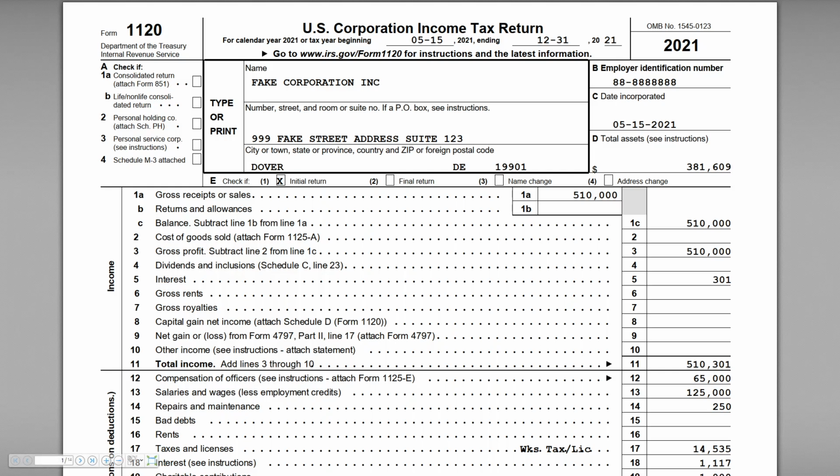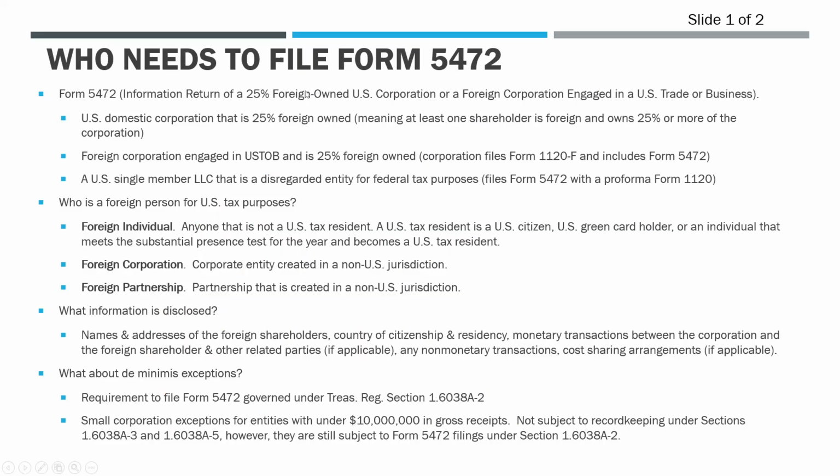So if we start with the slide here, some background details on the filing itself. Form 5472 is titled Information Return of a 25% Foreign-Owned U.S. Corporation or a foreign corp that's engaged in U.S. trade or business and has that same foreign ownership element. So there's really three scenarios where you're going to be filing this form. The one that we're going to look at today is when a U.S. domestic corp has 25% foreign ownership.